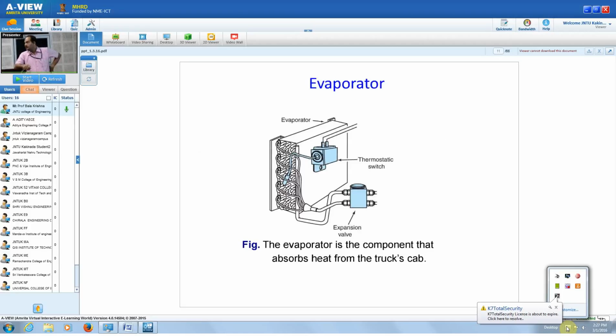This is the evaporator, and this is your expansion valve, what you have seen in the previous figure. And this expansion valve has some coils, and this is the thermostatic switch. There is a sensor, a temperature thermocouple. It sends the temperature, and then it gives the connection again to the expansion valve. It sends the temperature and gives the signal to this, so that it will be an automatic expansion valve. Next.